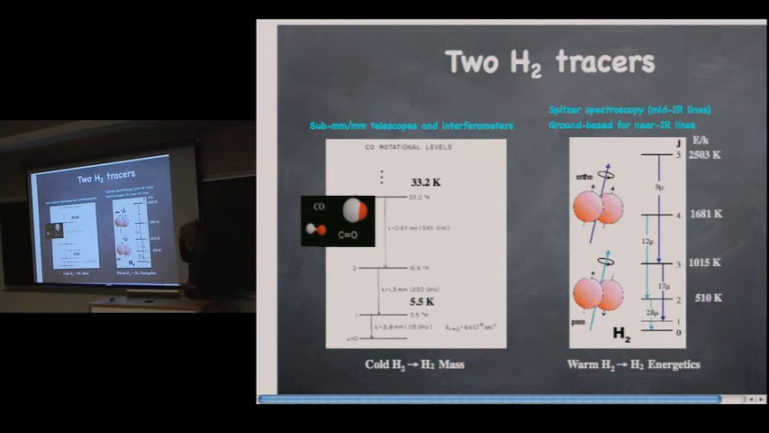And since these lines are forbidden, the radiation can go away, so it's a very efficient coolant as soon as you deposit energy in the cloud. So it's really the molecule to observe the H2 energetics. And those lines are not easy to observe, you have to observe them from space.